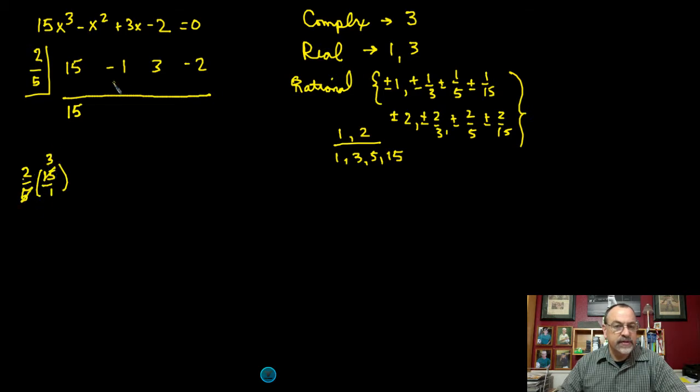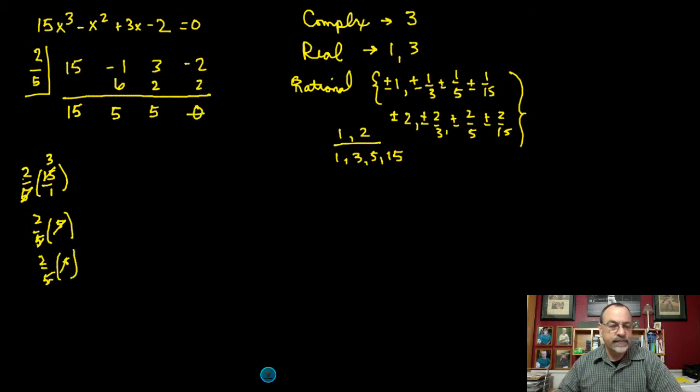2 times 3 is 6. So this is 6, and then I add. Now I have 2/5 times 5. Well, those reduce, that's going to give me a 2. 3 and 2 is 5. 2/5 times 5 is again a 2. So I have a remainder of 0.